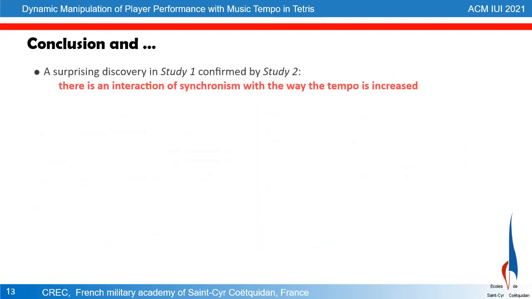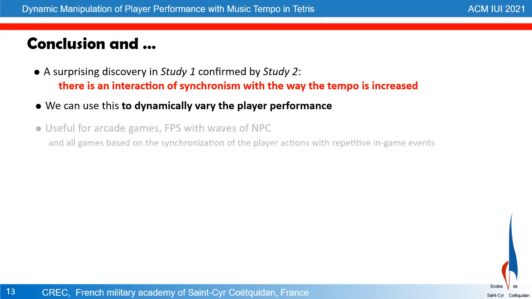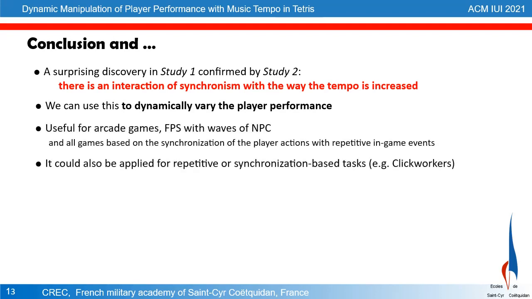We observed an unexpected result. There is an interaction of the synchronism with the way the tempo is increased. This interaction can be used to dynamically vary the performance of a Tetris player. The origin of this performance variation remains unexplained.